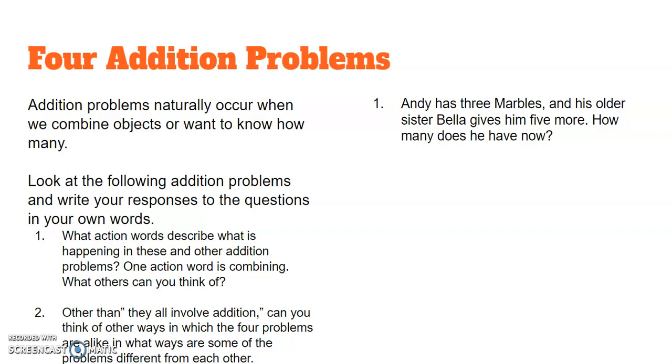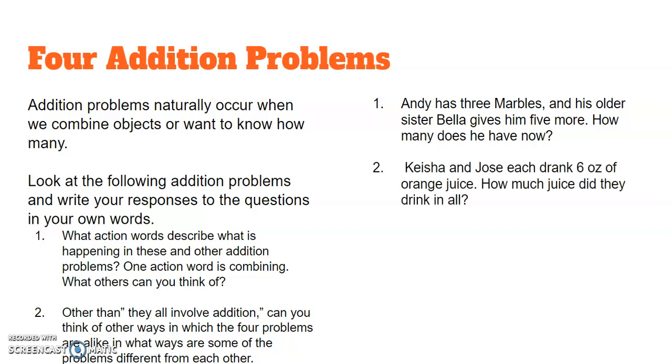When we look at this problem, we are given information to start with. We're starting with a solid 3 marbles. So we have concrete objects. We can have a one-to-one correspondence. How many does he have after Bella gives him 5 more?